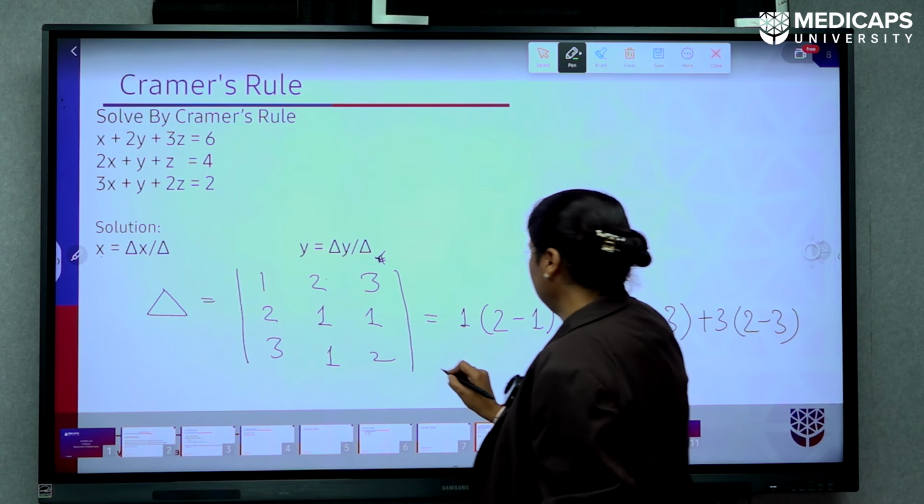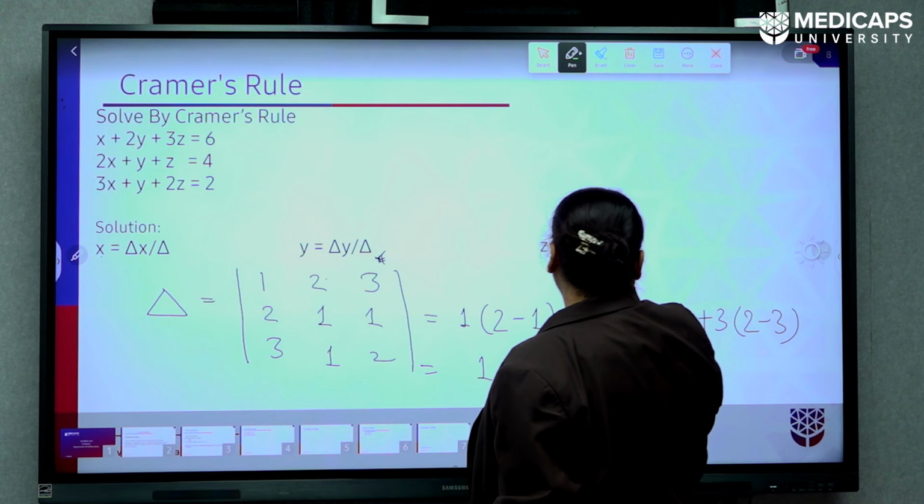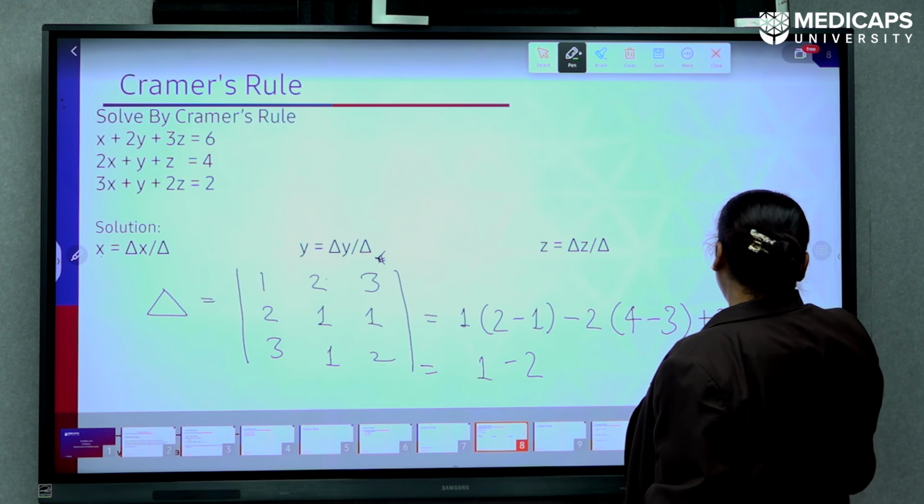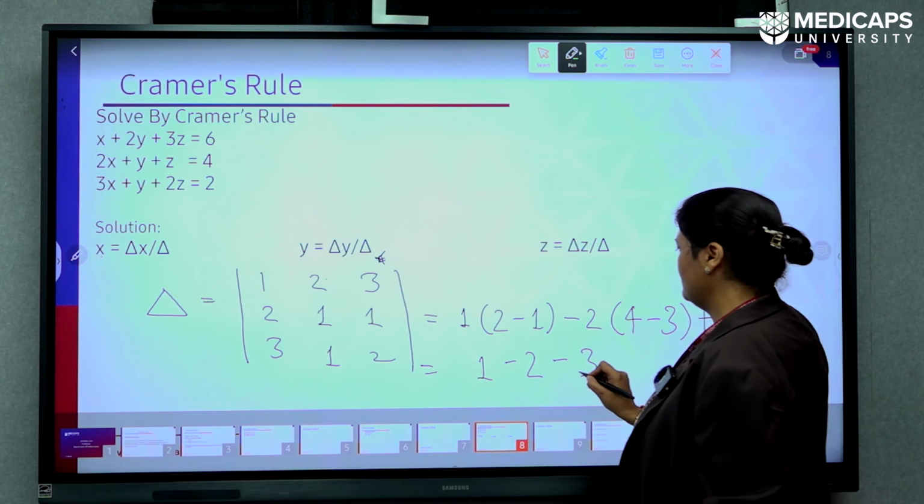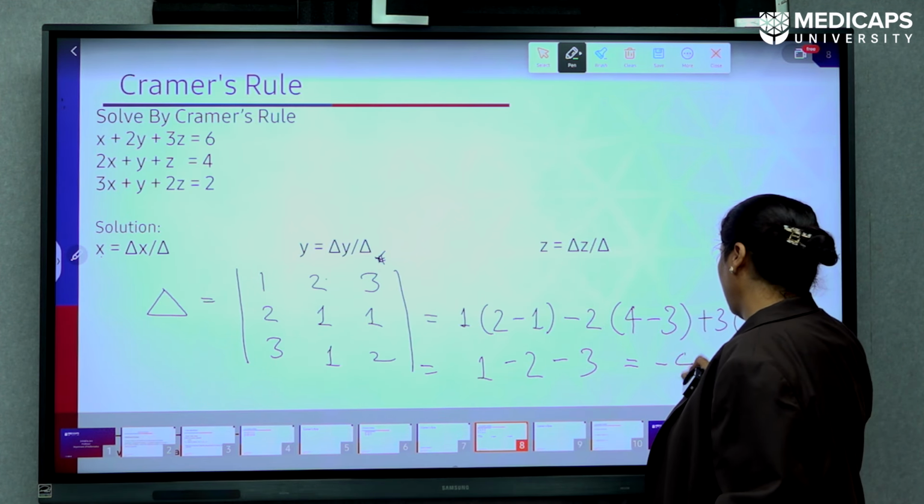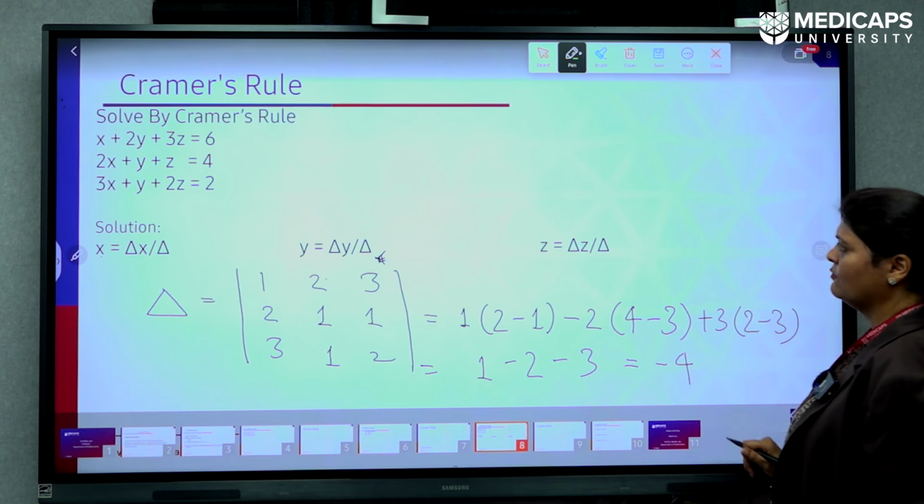So calculate this. 2 minus 1, 1, 1 into 1, 4 minus 3 is 1, minus 2 we are having, and 2 minus 3 is minus 1. So here we are having minus 3. So minus 3, minus 2, minus 5 plus 1, it is minus 4. So the value of del is minus 4.